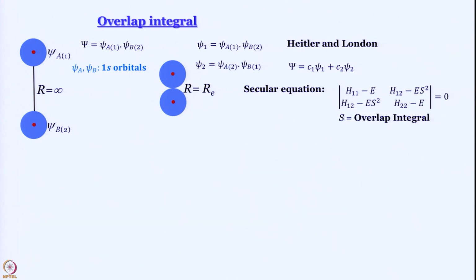We have got this concept of overlap integral, we have introduced it, and we have got this secular equation which is a little simpler than what it was earlier. We have made some advance. Next we want to evaluate the H11 integral. This is where we will start from in the next class.